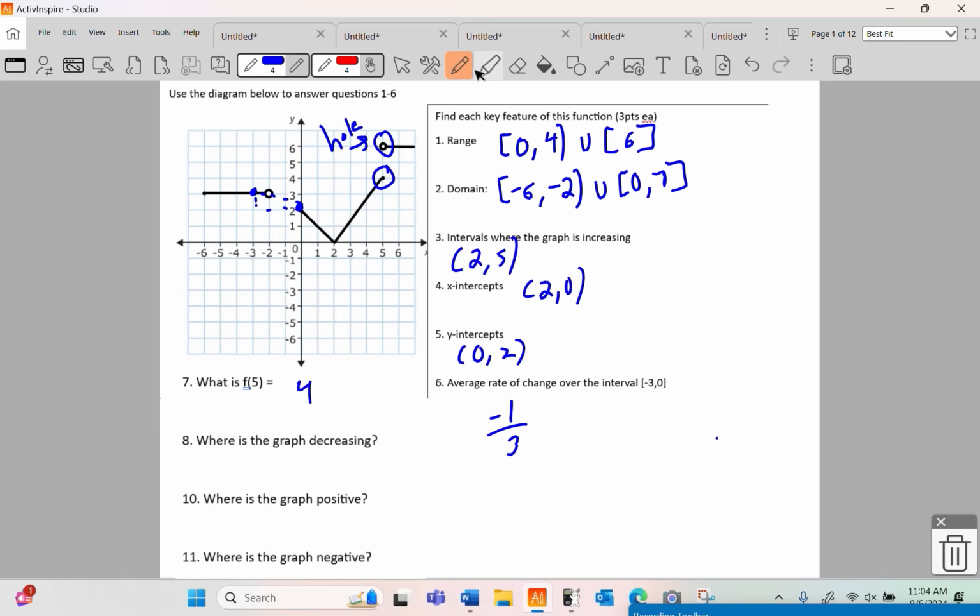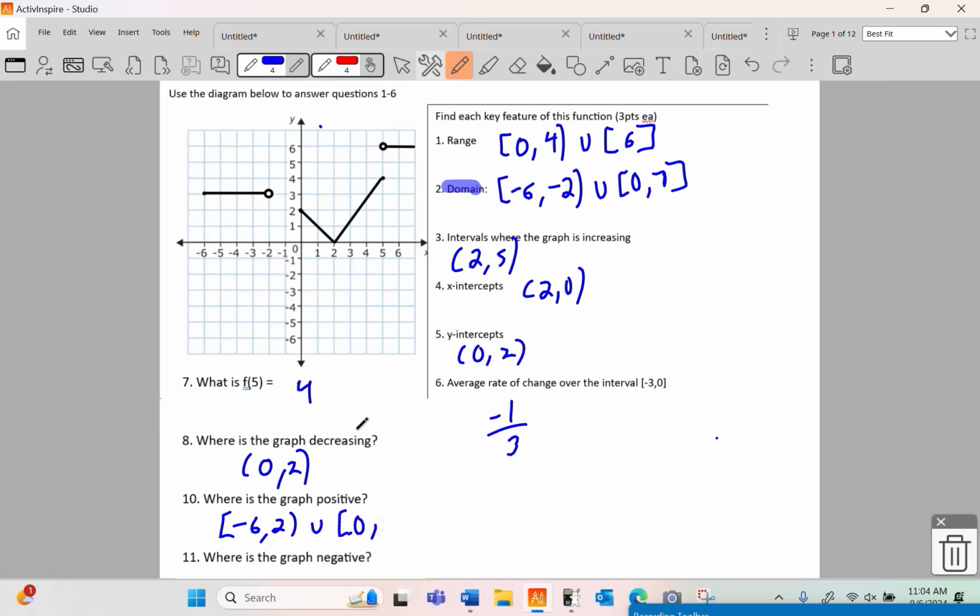Where is the graph decreasing? The graph is decreasing there from x values of 0 to 2. Where is the graph positive? Positive again means above the x-axis. The graph's positive everywhere, isn't it? It's positive from here to here, there, and there. It's essentially the same as the domain. It is positive from -6 to close to 2, union with 0 to 7.